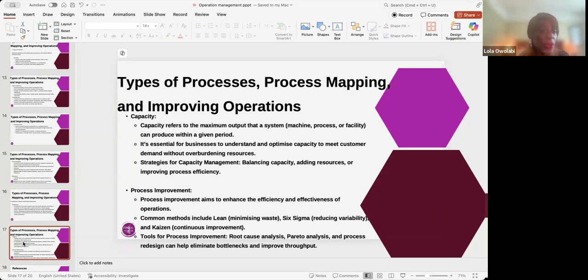So what I want you to do as good students is go and do a bit of research on lean. Go and do a little bit of research on Six Sigma. Do a little bit of research on Kaizen. Do a little bit of research on root cause analysis, Pareto analysis, and process redesign. Very important for you to go and do that.